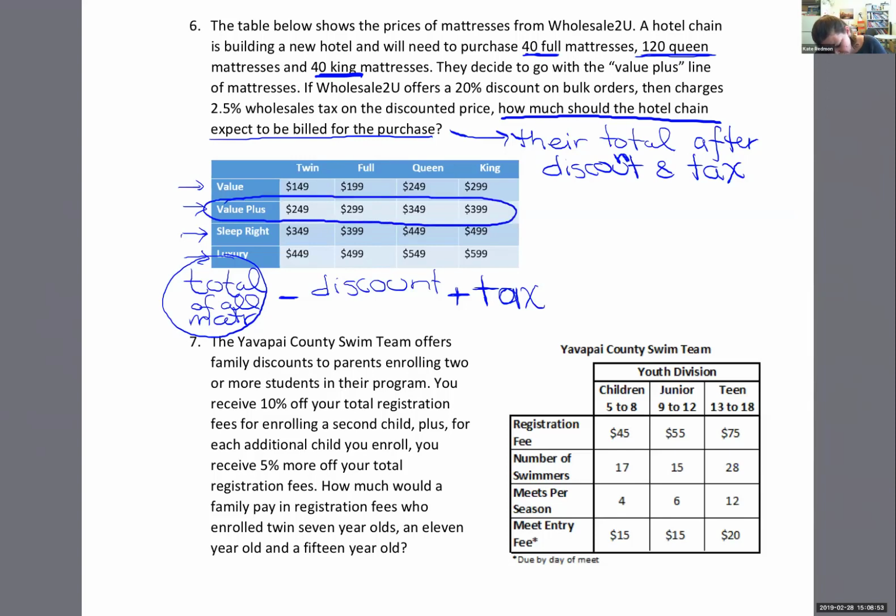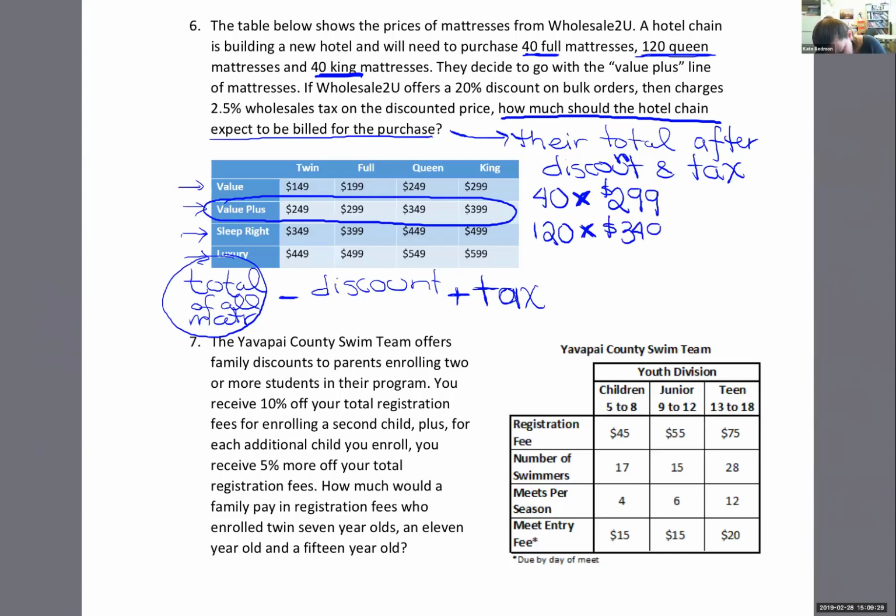Okay, so we're going to buy 40 full mattresses, and each one of those 40 mattresses will cost us the same amount. So we're going to multiply by that cost. How much will each of those full mattresses cost us? $2.99. Good. And that'll give us the subtotal for the full mattresses. But we're not only buying the full mattresses, we're going to buy 120 queen mattresses. And we're going to have to multiply that by the price of a queen mattress because we're going to pay that price 120 times. So how much does a queen mattress cost us?